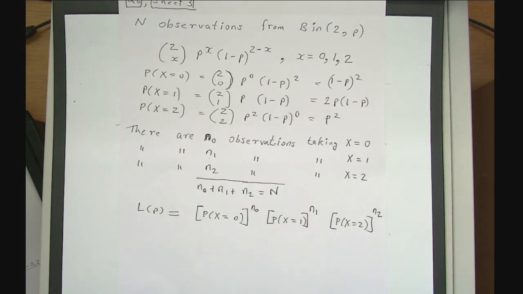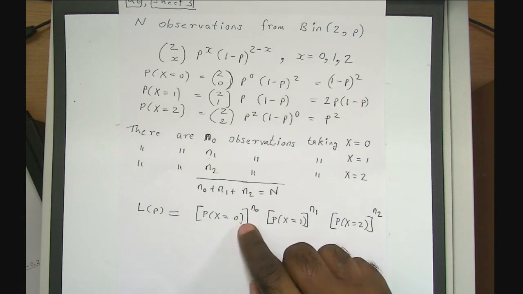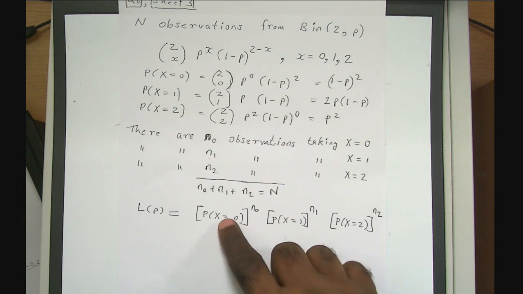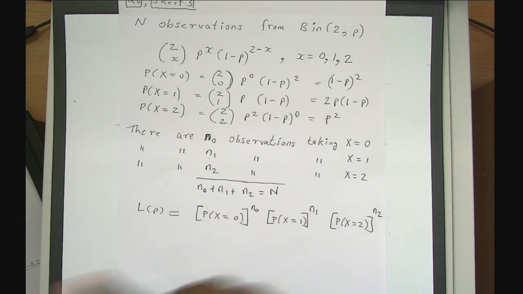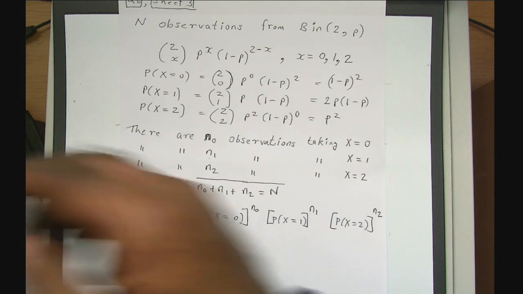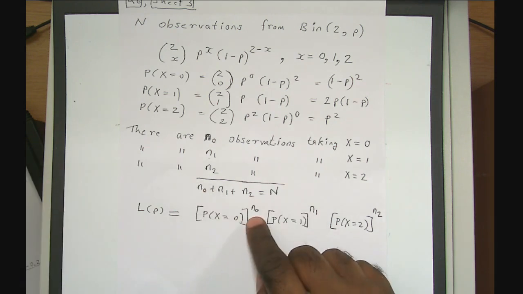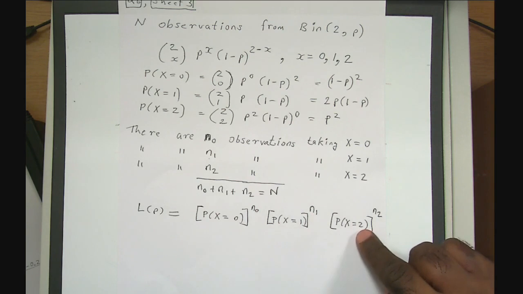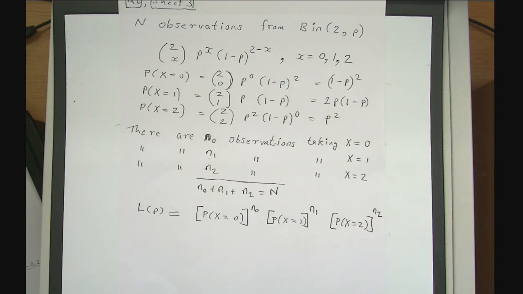Can you see that, guys, or no? Because you have n0 observations taking the value x equal to 0, and this is the probability that a single x equals 0. So if you have n0, the corresponding probability is to the power n0, and similarly to the power n1, and similarly this to the power n2, right?